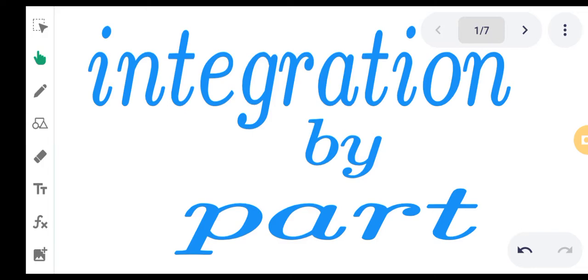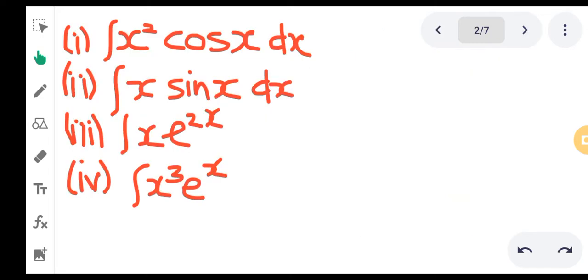function, multiplying some linear function, say x, or a quadratic function, say x squared. Okay, so, for example, we've been given this question to solve by using integration by parts.